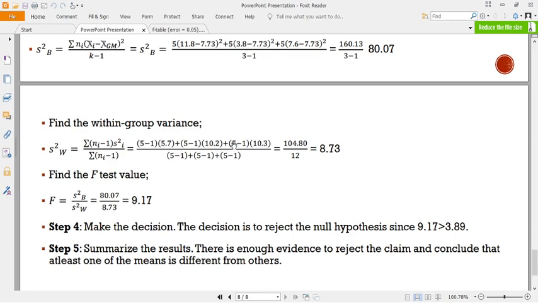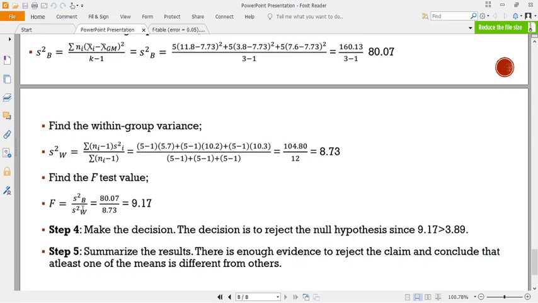So if you do the multiplication and addition, we shall come up with this and then divide it by the summation of n minus 1. The first group was 5 minus 1, the second group is also 5 minus 1, the third is also 5 minus 1. So our within group variance will be 8.73. Now the formula for getting the test value: we divide the between group variance by the within group variance.